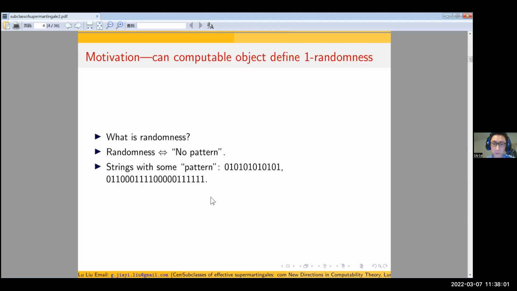So the first motivation. There is a long debate of what should be defined as randomness. Some people believe that randomness doesn't exist. So intuitively, randomness should mean there is no pattern. But what is pattern? There's no recognized definition. For example, strings with some pattern may look like this: 0, 1, 0, 1, 0, 1, and so forth.